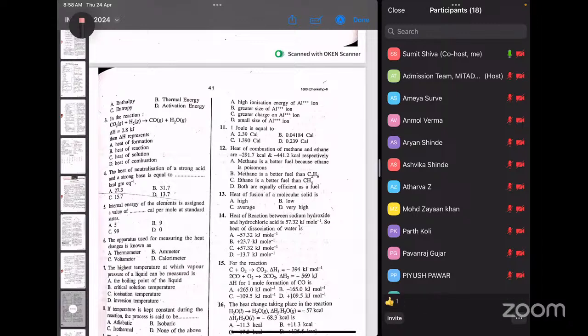Next is, the heat of neutralization of a strong acid with a strong base is equal to 13.7 kilocalorie. This will be 13.7.